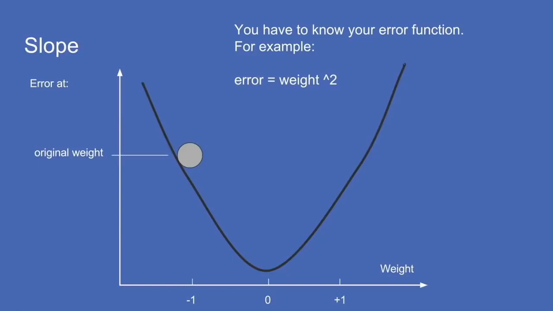Now to do this, you have to know what your error function is. So assume we had an error function that was the square of the weight, and you can see that our weight is right at -1. So the first thing we do is we take the derivative, change in error divided by change in weight, dE/dW. The derivative of weight squared is 2 times the weight. And so we plug in our weight of -1, and we get a slope, dE/dW, of -2.